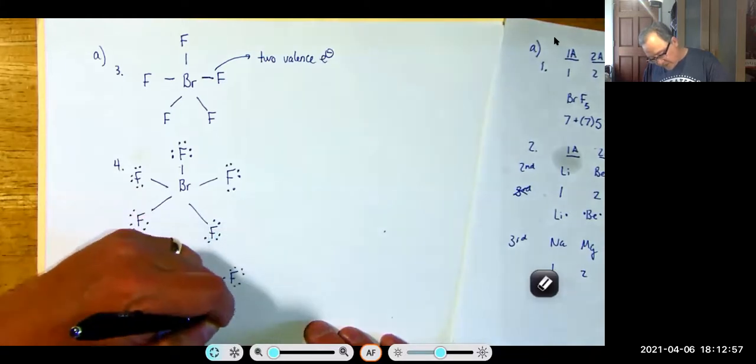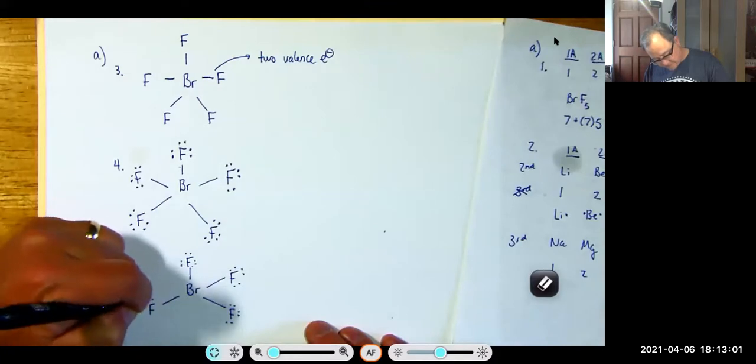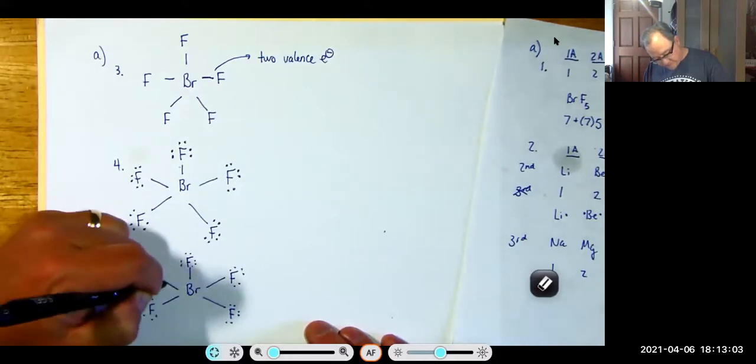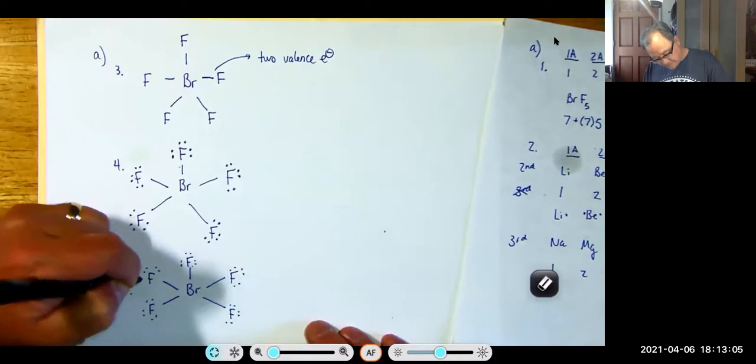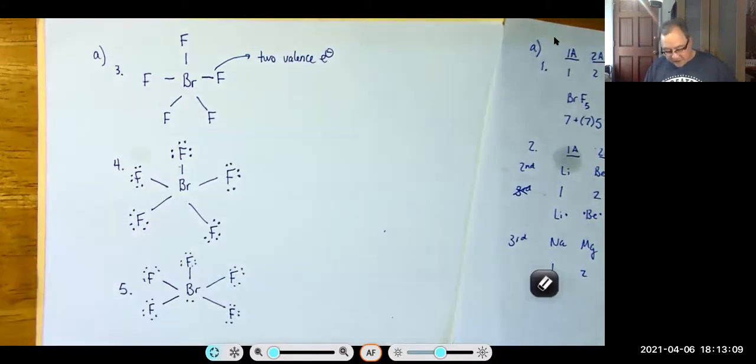Luckily, I'm writing with pen, so the dots come out pretty well. And then 2 on bromine. And this is your Lewis structure for this compound.